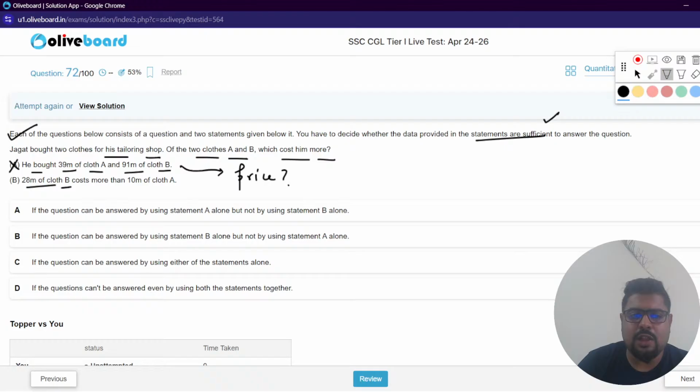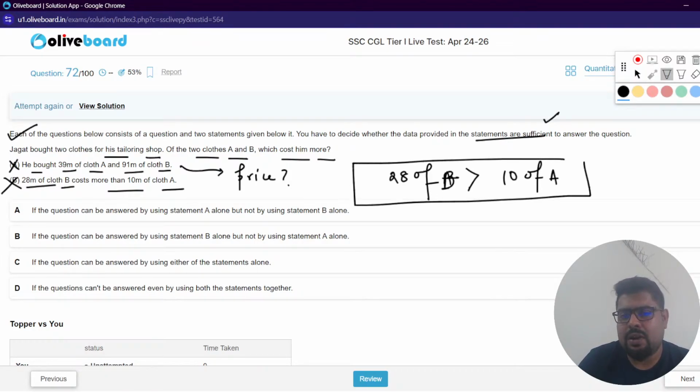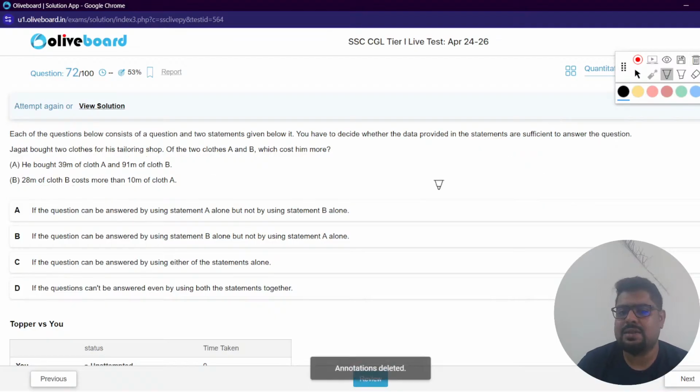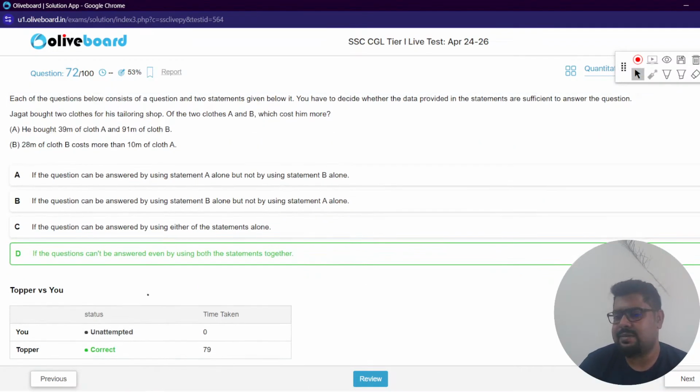This much of cloth B costs more than, sir, again, I can get a ratio, but not the prices. I can say 28 meter of A costs more than 10 meters of, sorry, of B costs more than this. But again, I cannot make an equation. I cannot get anything. So the question cannot be answered even by using both. That's the answer. So no way you can answer this particular question. Simple.